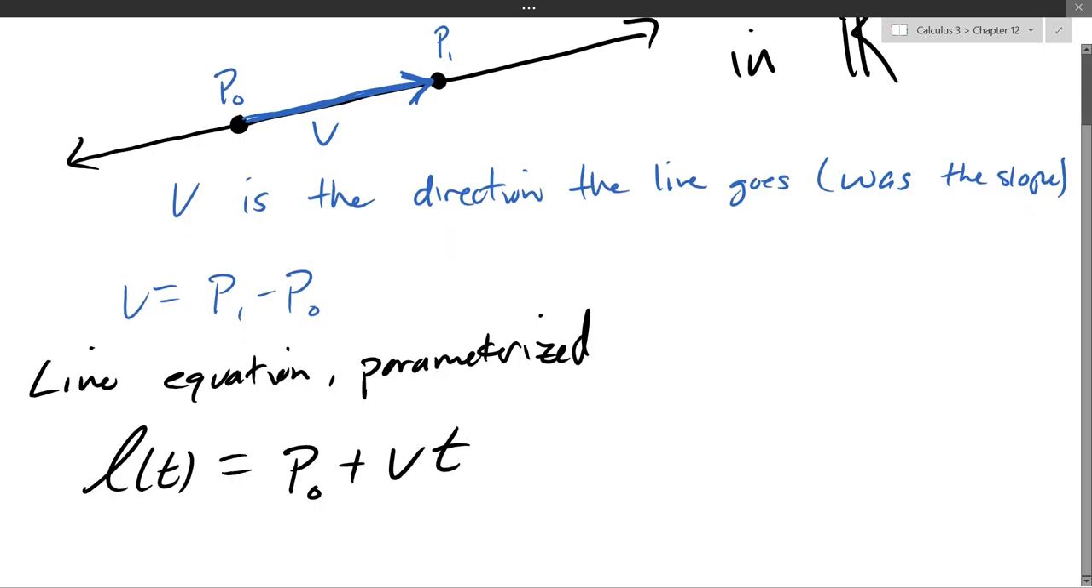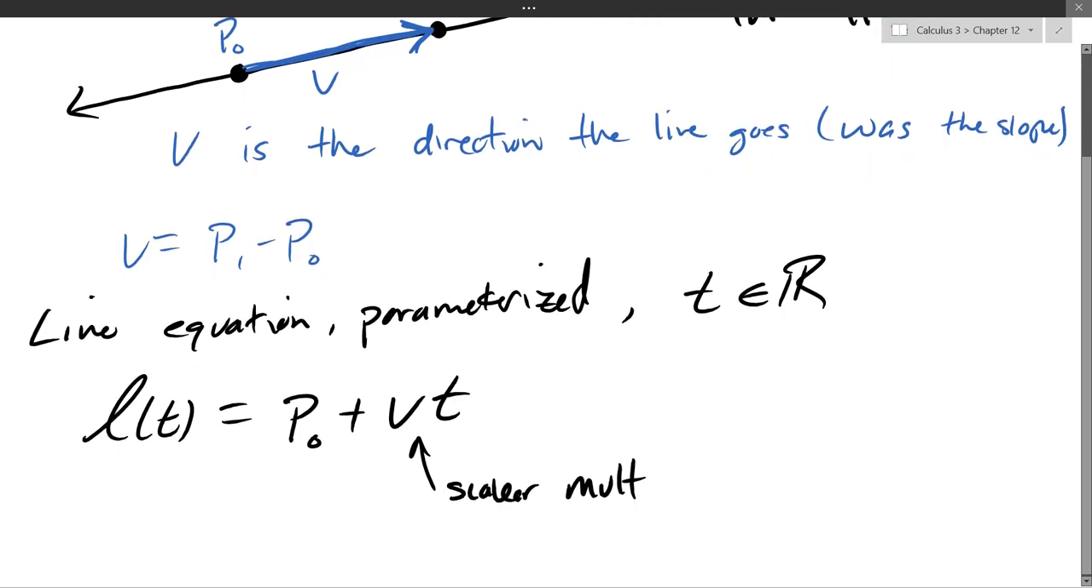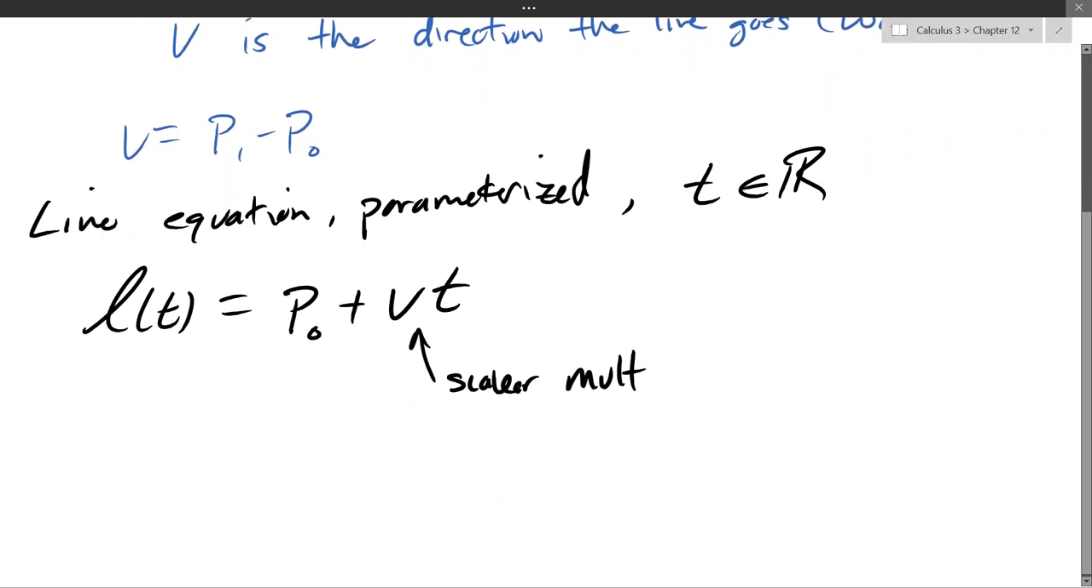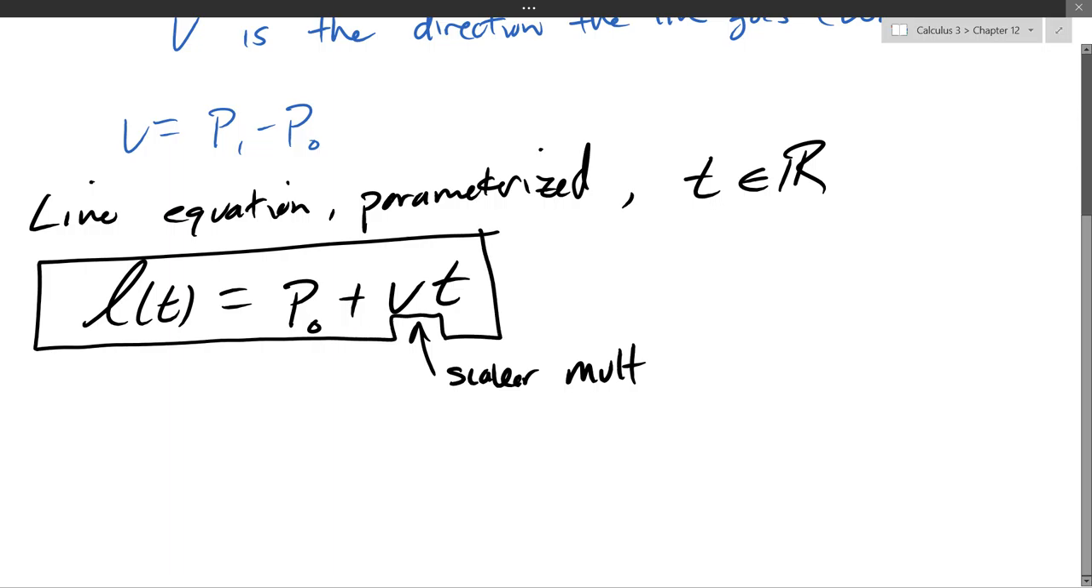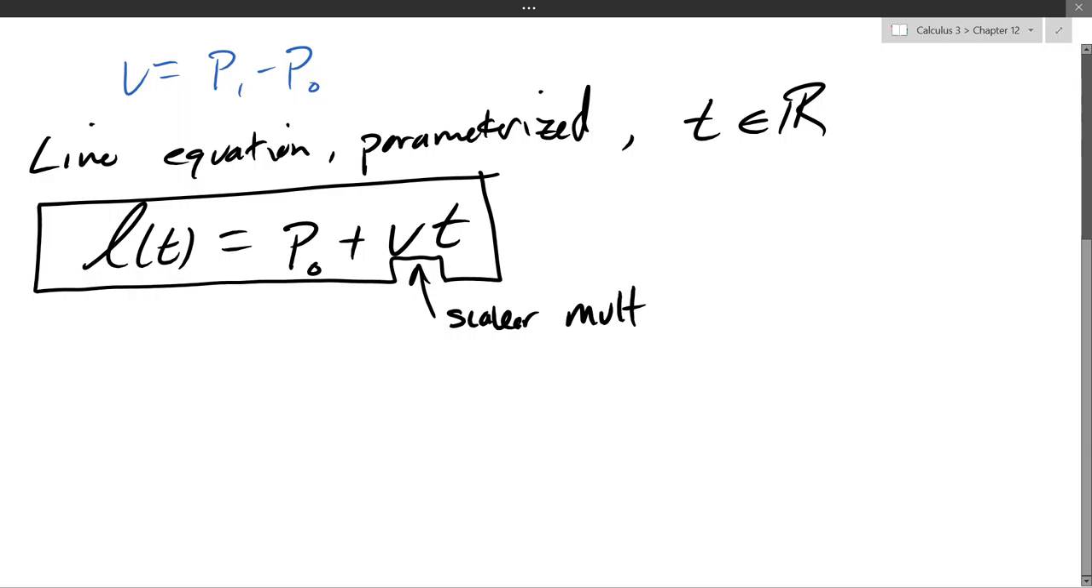So looking at this, P naught is a point, and this is in n-dimensional space. So we'll just write in Rn. So that means our point has n dimensions. Our vector has n dimensions. T is a real number. So right here, VT is scalar multiplication. So I could write out all the coordinates, but it's going to be pretty ugly. So we'll just leave it like this. This is way more elegant.